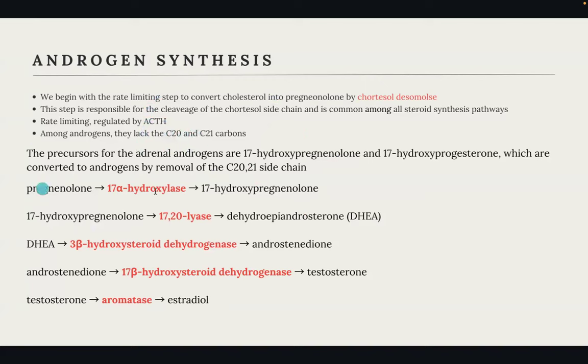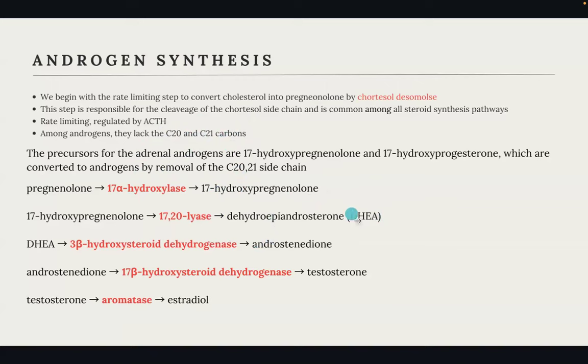Okay, you have preg, and then 17 alpha hydroxylase to hydroxypregnenolone, right? We already know this step. From hydroxypreg, we have 17,20 lyase. This enzyme, from the name lyase, you're going to basically do lysis or cleave the C20 and C21 carbons off of the cholesterol or the pregnenolone that I have, right? I've cleaved that. So this makes it different from other steroid hormones. They have a loss of the C20 and C21 carbons. This will give me DHEA.